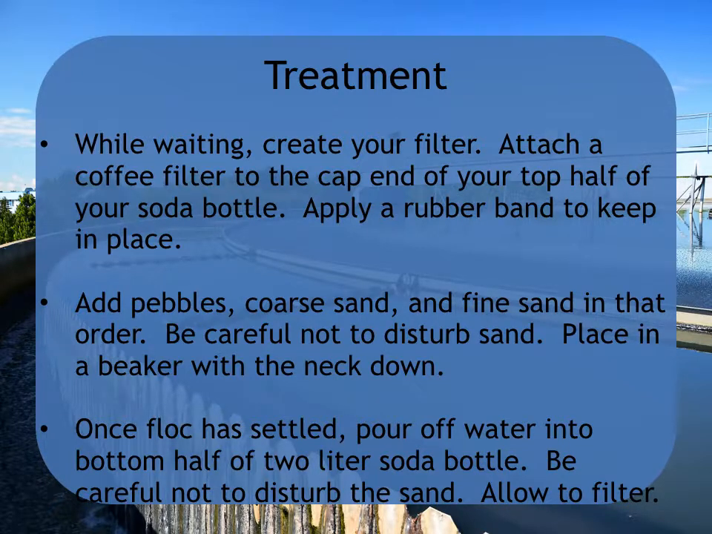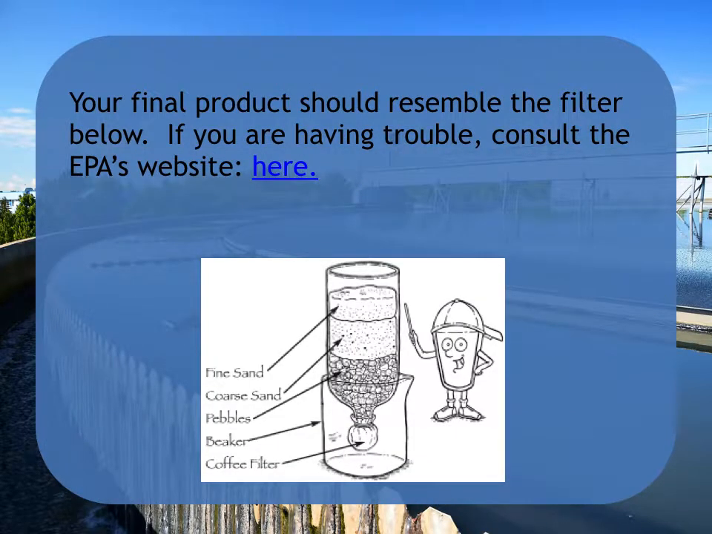Taking your water, now that the floc has settled, pour it gently into the soda bottle, careful to leave the sediment on the bottom of your beaker. Allow the water to filter. Your final product should resemble the filter below. If you are having trouble, you can watch an animation if you follow the link to the EPA's website found here.